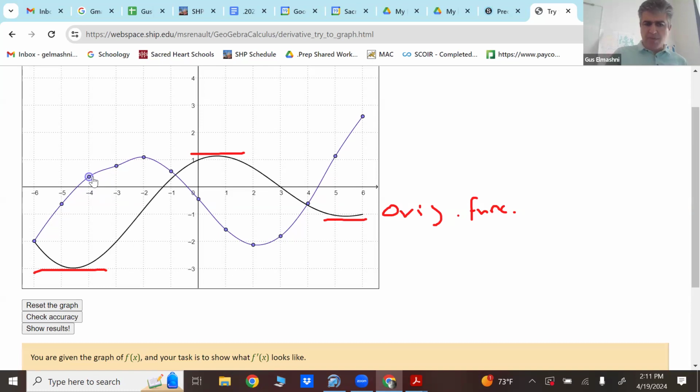And then is the slope positive or negative at -4? Probably about positive half, I'd say. What would we say the slope would be at -3? Probably about 1. And probably it's a little steeper at -2. And then it gets less steep at -1. And then even less steep, still positive at 0.